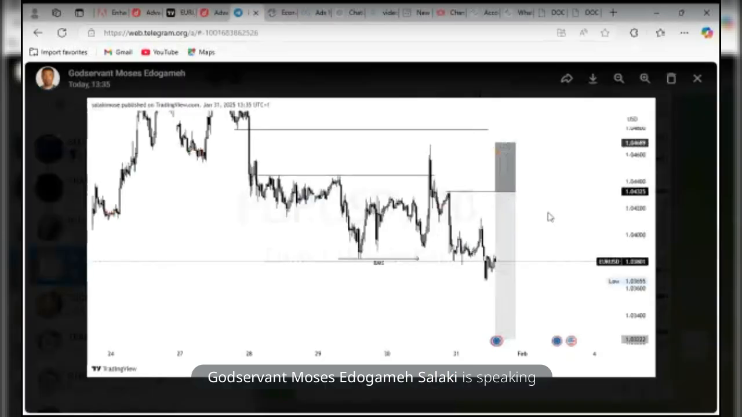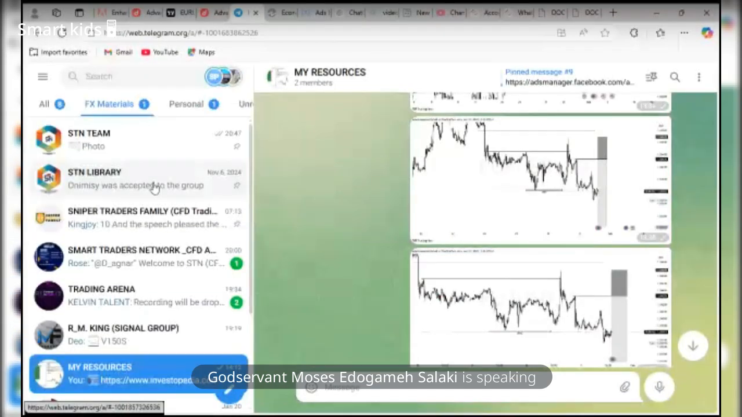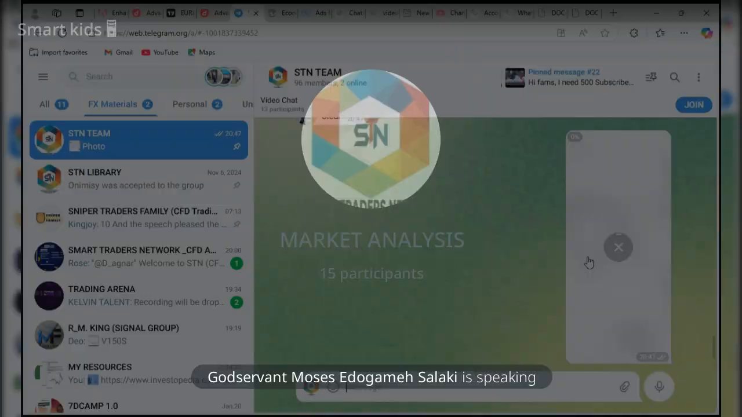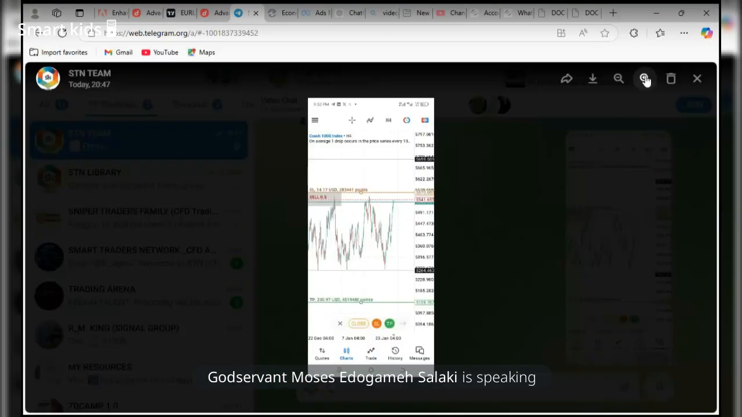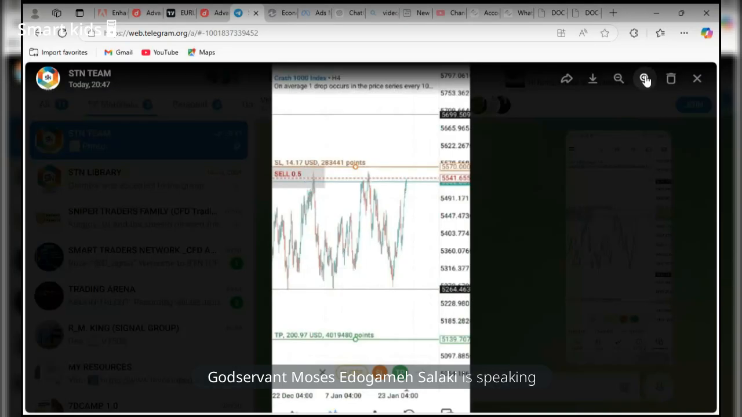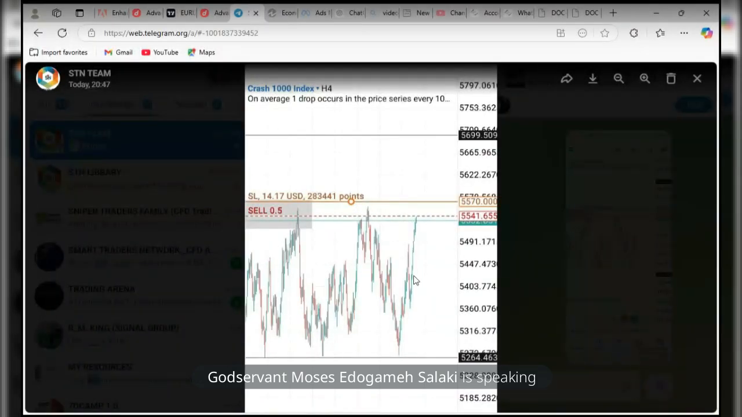All right, so let's see this. Okay, this was my GU. Sorry, that was my EU. Okay, see this. I already sent these charts to the group, so they are there. So this is the Crash 1000. You can see that was the entry there. Price just came, pushed me up, tapped, and price has been dropping since then.